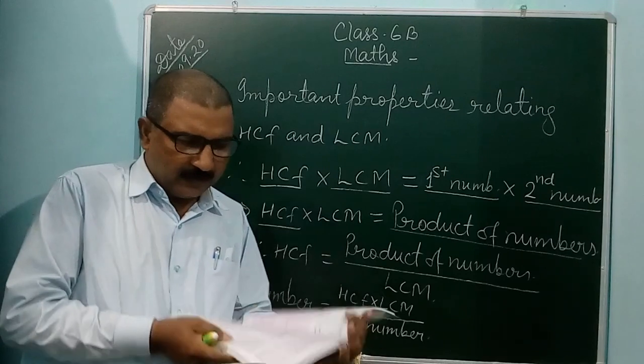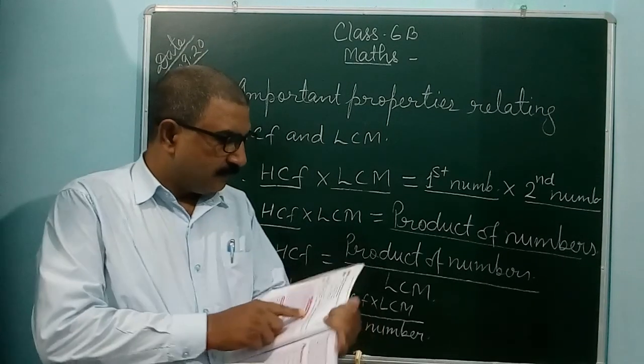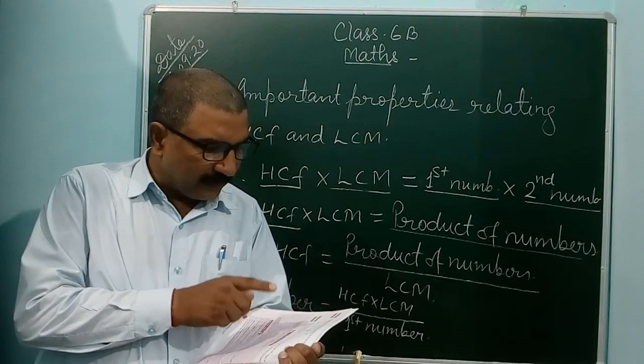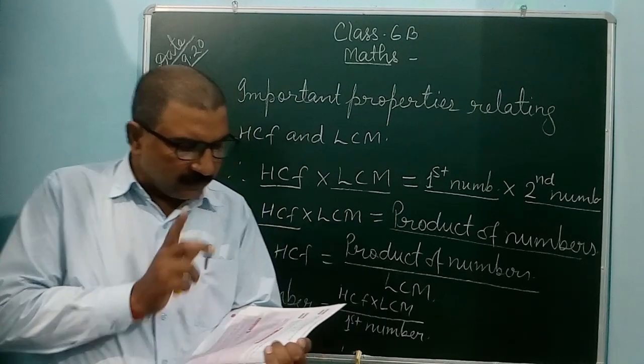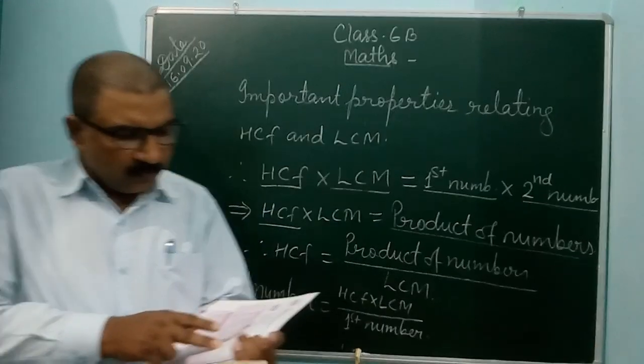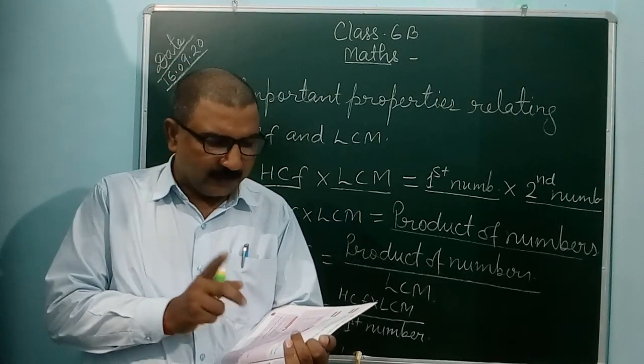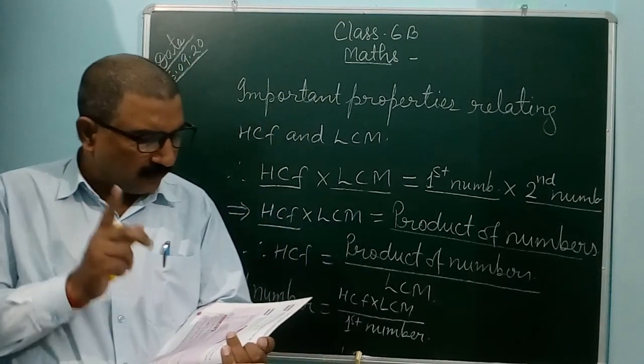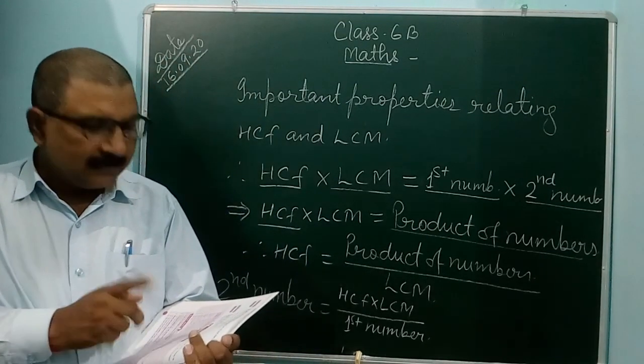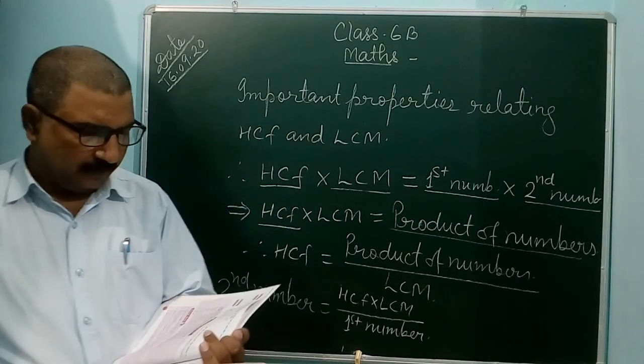Example number 30, you can see: the HCF and LCM of 2 numbers are 13 and 1989 respectively. If one of the numbers is 117, determine the other number. Other number is the second number.